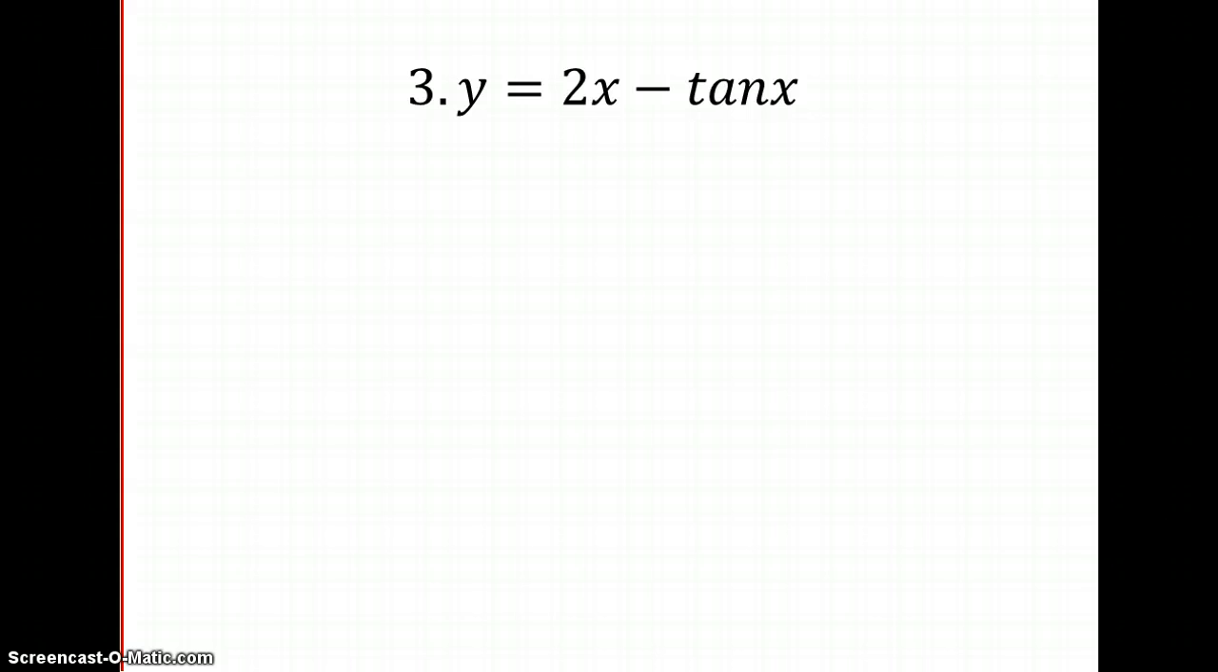Okay, trig, and this is on the open interval from negative pi over 2 to pi over 2. Now, again, just to think about test values and where this interval lies, it's in the first and fourth quadrants. First derivative, 2 minus secant squared of x.